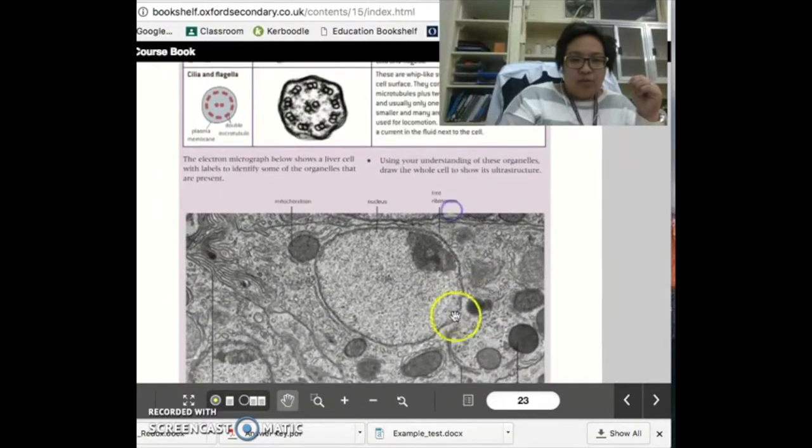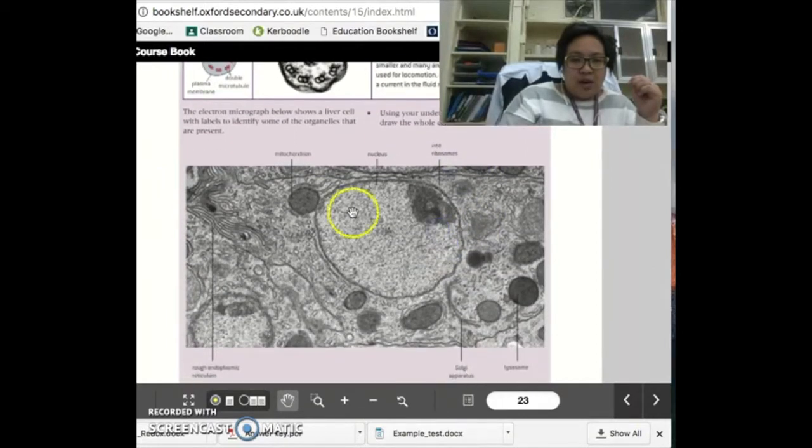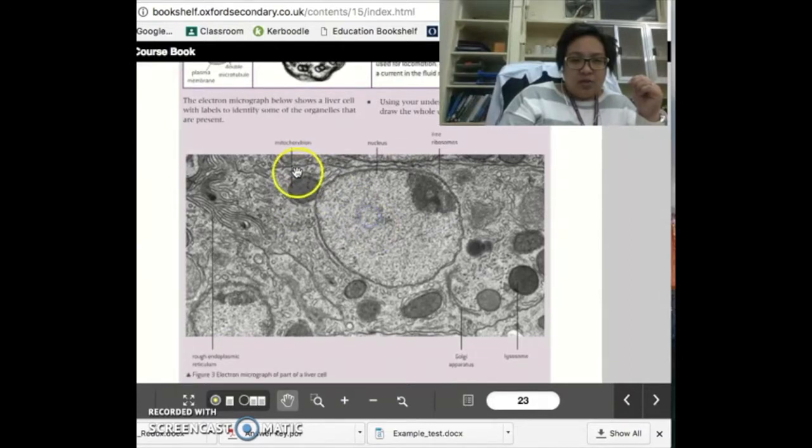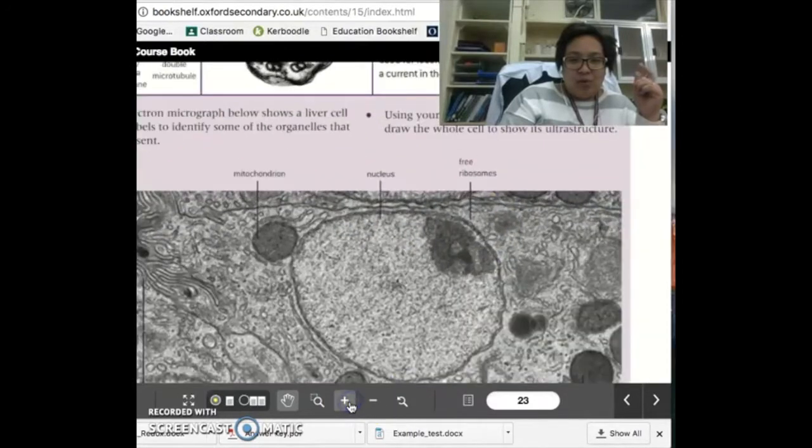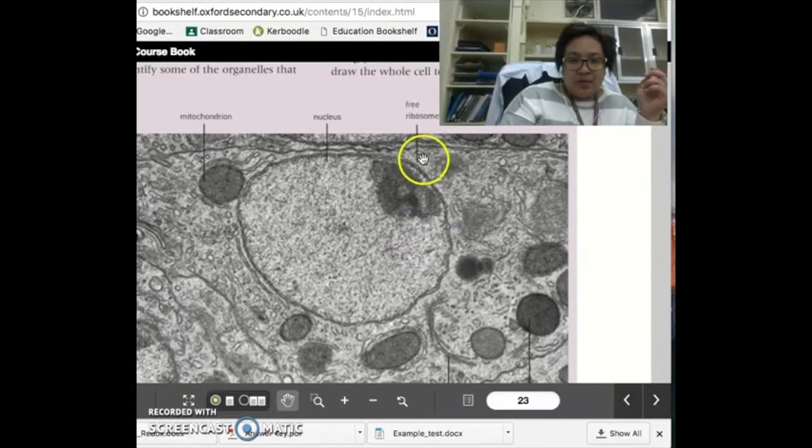Here's another example from the book. From here, you have your spherical organelle, that's your mitochondria. The bigger one is your nucleus. It's pointing at somewhere and you don't exactly know what it is. Your good guess would be a ribosome or the cytoplasm. So this one is pointing at a free ribosome in the cytoplasm.